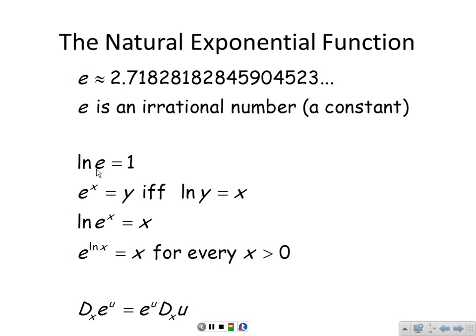The natural log of e is equal to 1 because they're inverses of each other. e to the x is equal to y if and only if the natural log of y is equal to x. And that takes you back up to here. The natural log of e to the x is x. And then e to the natural log of x is equal to x for every x greater than 0.